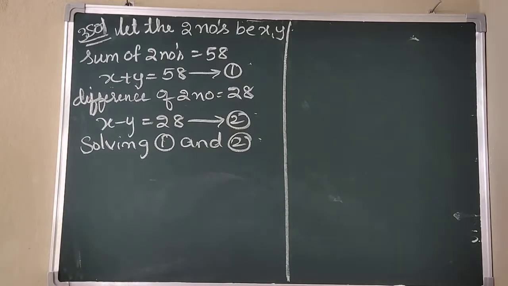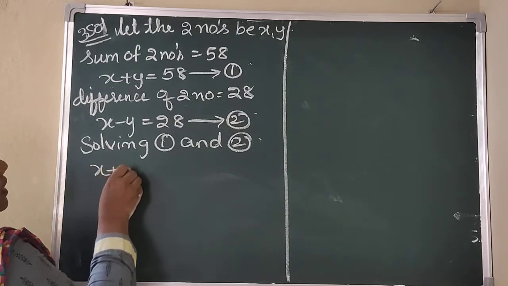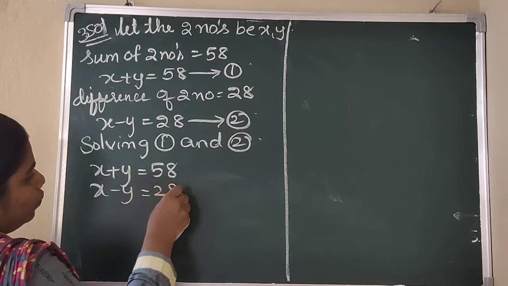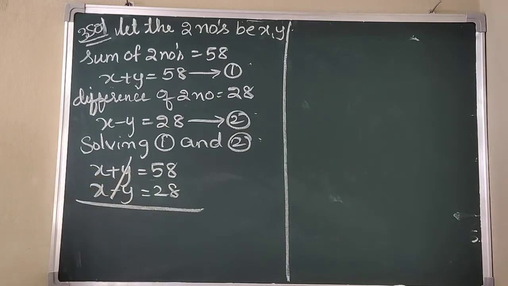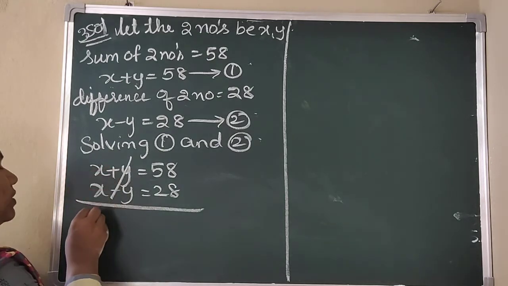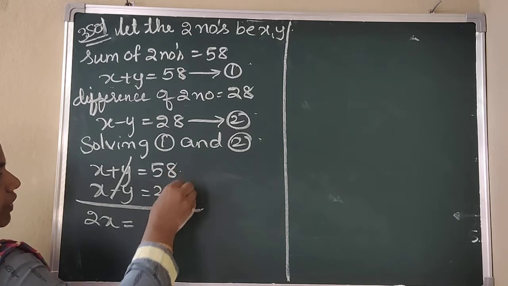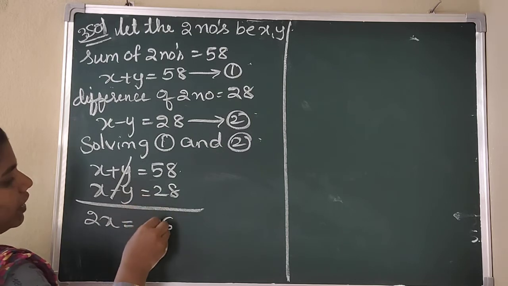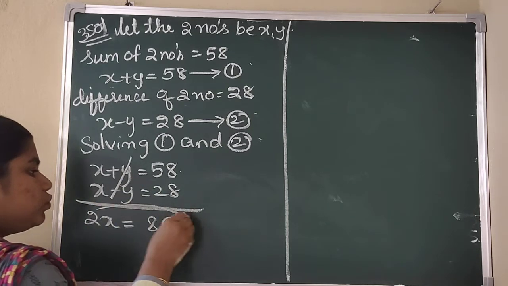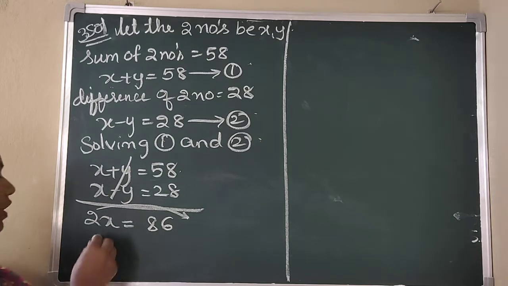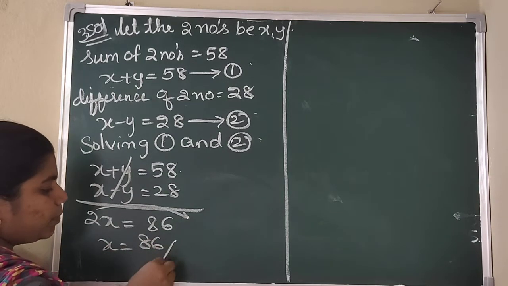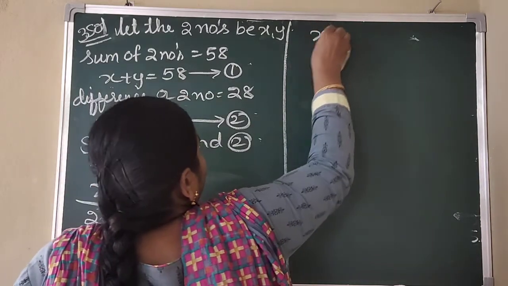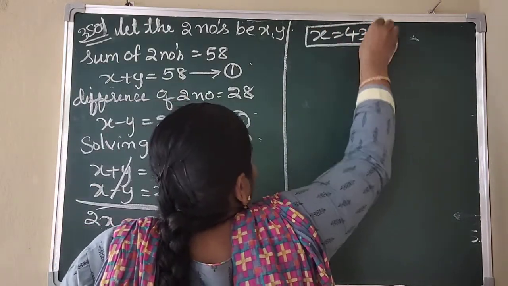So solving 1 and 2. x plus y is equals to 58. x minus y is equals to 28. So plus y minus y will get cancelled. x plus x will be 2x is equals to 58 plus 28, that will be 86. If you transpose this 2 to other side, that will be converted to division. So x will be equals to 86 by 2, that is 43. So x value you got as 43.